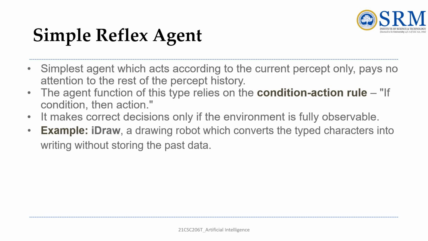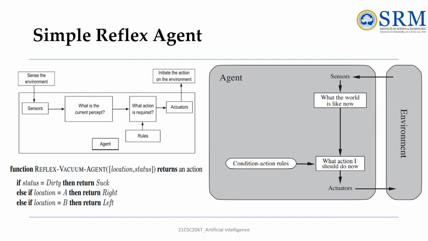Okay, so this is the most basic form of the agent. It works by checking the current situation, that is, which is called as a percept, and responding immediately with an action. It doesn't remember anything about the past. So its behavior is driven by a condition action rule. So if condition, then action. So imagine a drawing robot. If it sees the character A on the screen, it draws the shape for A. It doesn't care what it drew before or what it might draw next.